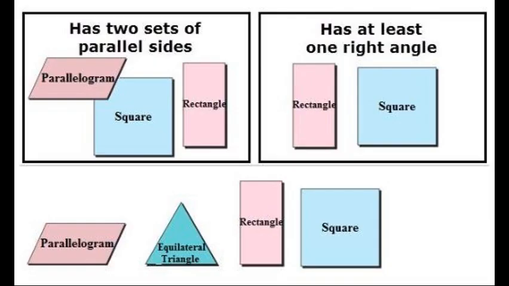You will notice that the parallelogram, of course, goes on the side with two parallel sides, so does the square and the rectangle. However, the right side has at least one right angle. Squares and rectangles have all right angles. The equilateral triangle doesn't go anywhere.